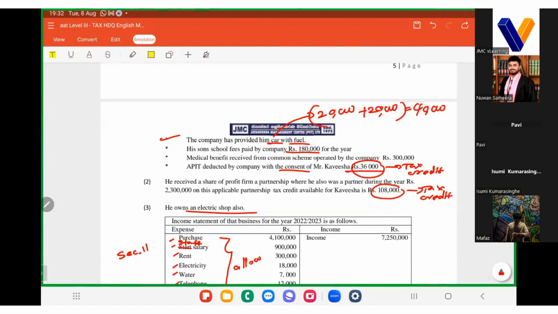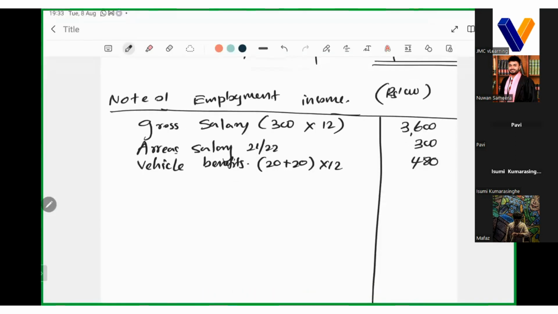Then his son's school fees paid by the company, 180,000 for the year. Is that a benefit for the individual? Is that a benefit? Because he received this payment of his son's school fee due to the employment. If Kavisha is not an employee, this benefit will not be received. So it should be taken as a benefit.